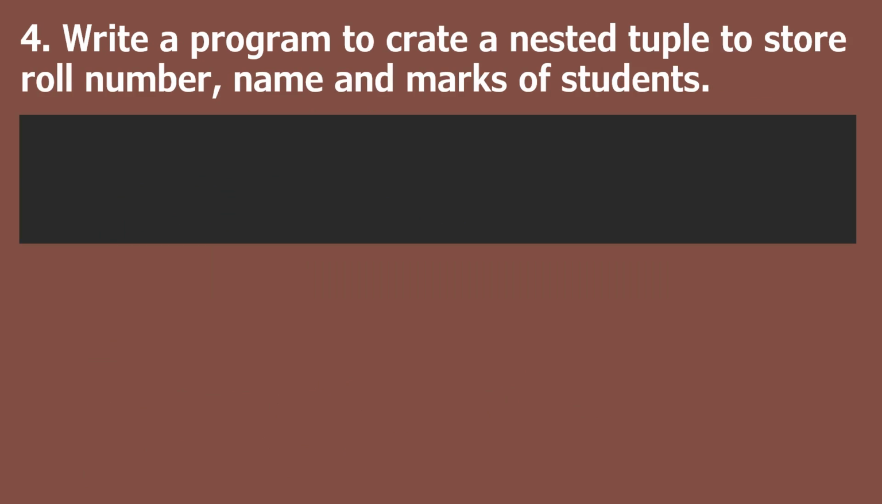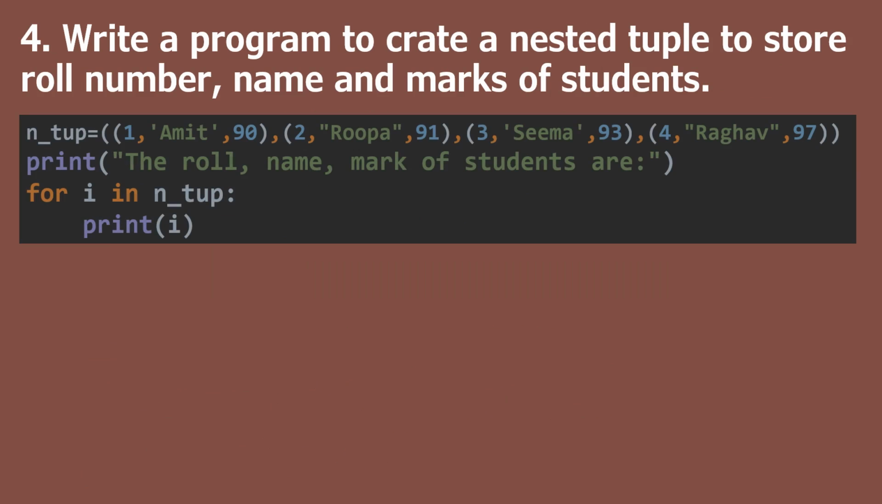Now write a program to create a nested tuple to store roll number, name and marks of students. Okay, so here I have kept some roll number, name and marks of some 4 students. So that means it is like one tuple, tuples within one tuple. So this is a nested tuple form. So I have created one nested tuple variable, let's say n underscore tup. Within that, these are the individual tuples. The first tuple is storing the record of the student having roll number 1, name is Amit and mark is 90. So that has to be kept within a parenthesis.